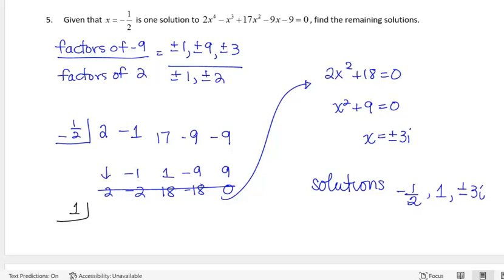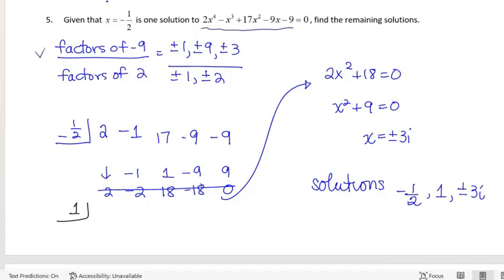Here are two more examples related to this zeros of polynomial question. This one just shows you that the zero x equals -1/2. So in other words, the zeros of a polynomial can be fractional numbers. This is one solution of this polynomial. Find the other solutions.